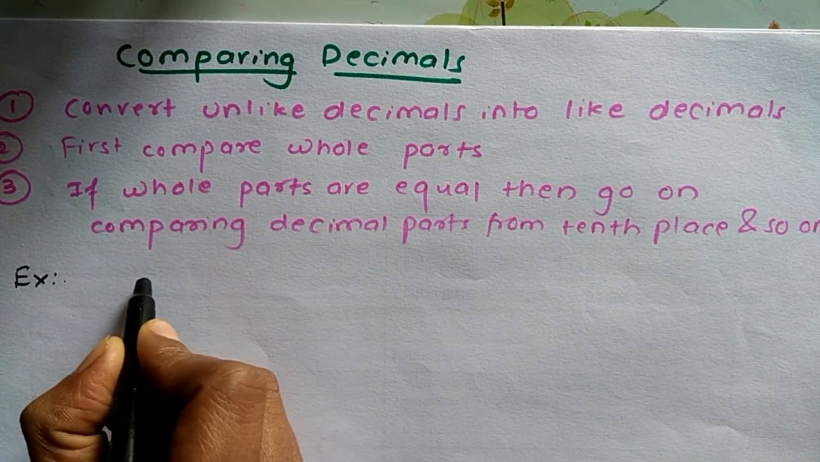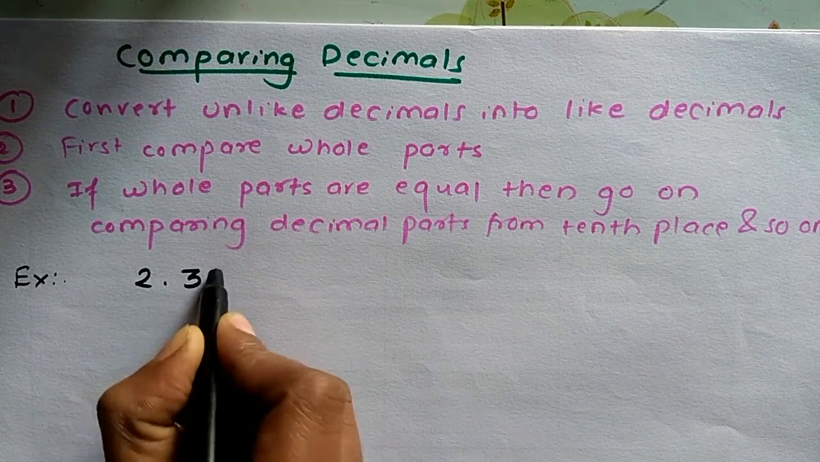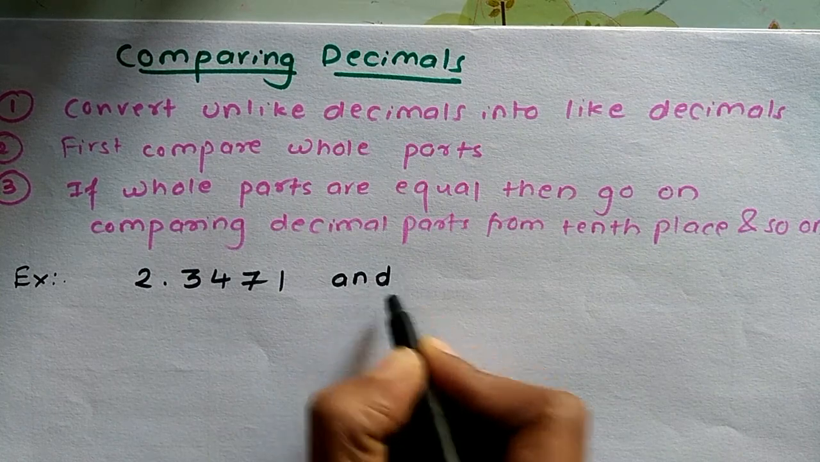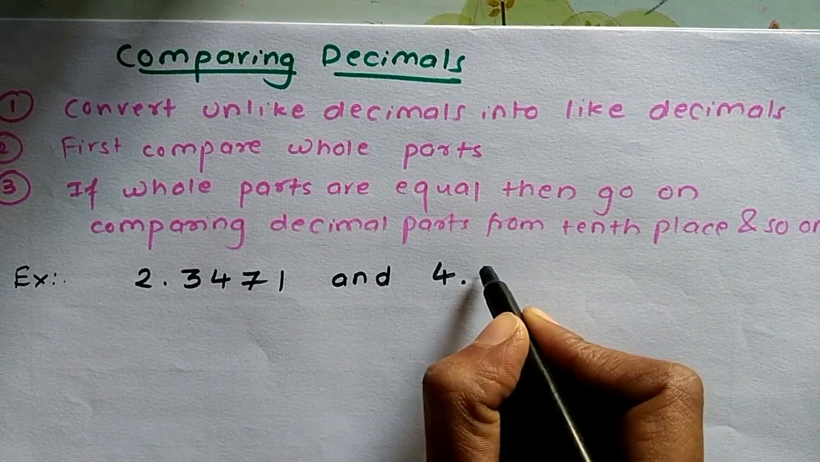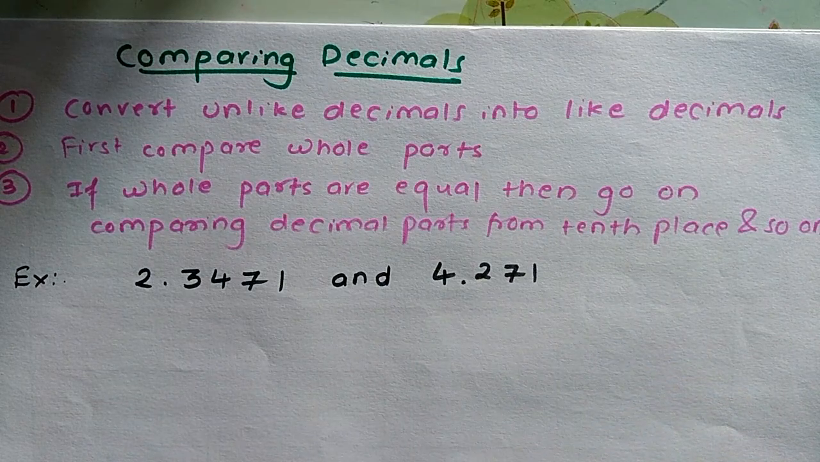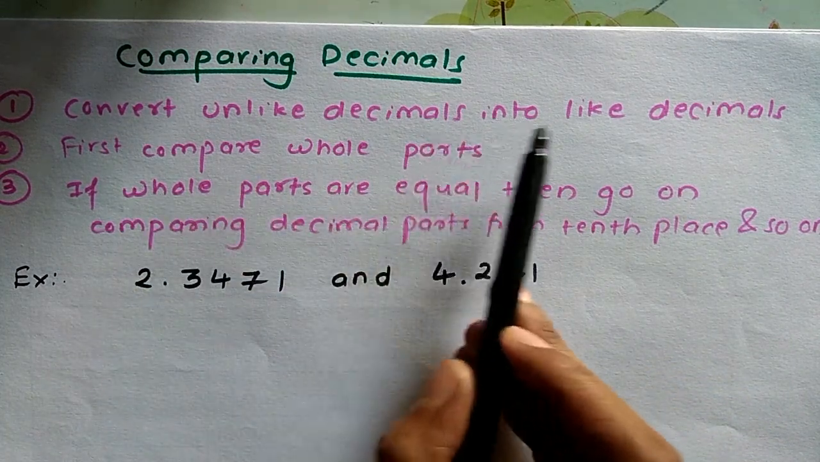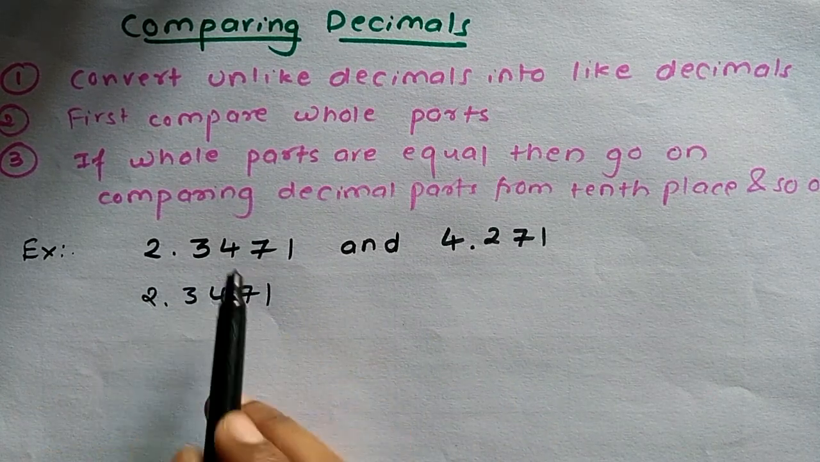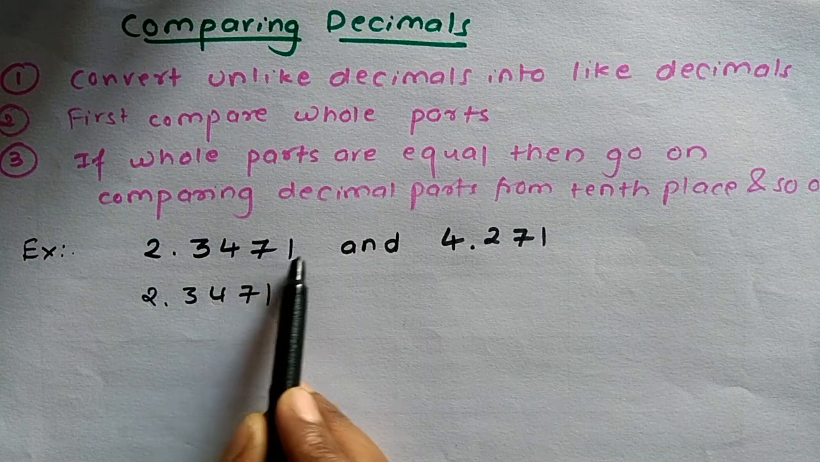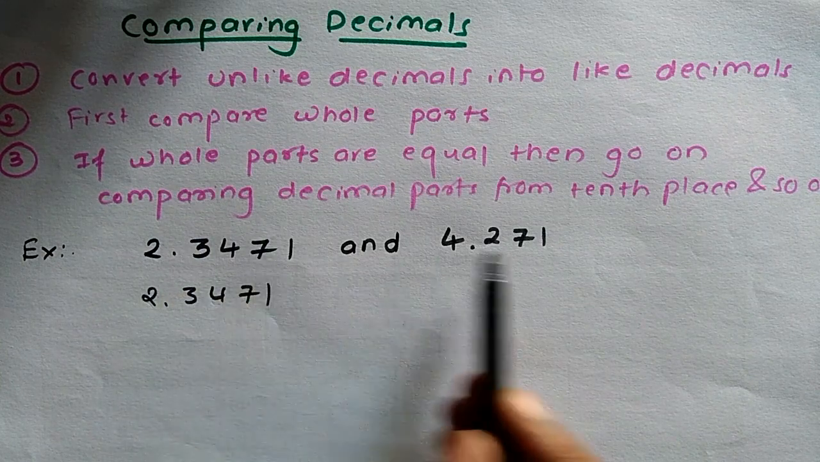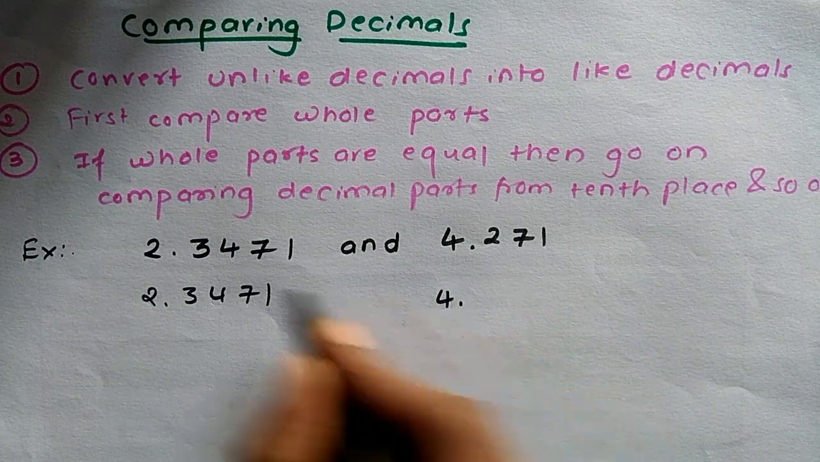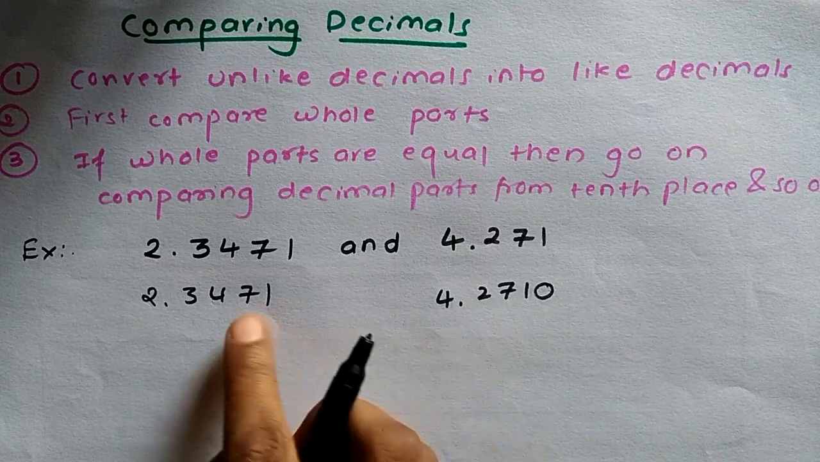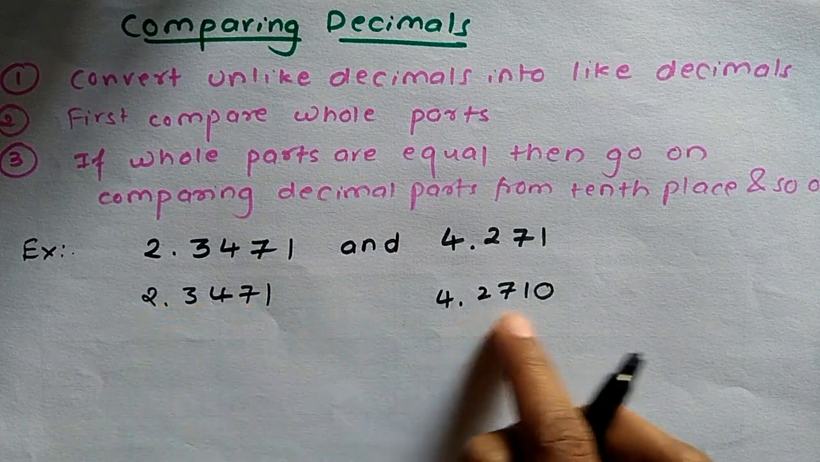So you need to compare here decimals, and 4.271. As I told you, first of all, you have to convert this into like decimals. So 2.3471. Like decimals are the decimals with the same decimal part. So 1, 2, 3, 4, 4 digits are there and we have only 3 digits. So we can convert this unlike decimal into like by writing 0 here to match with these 4 decimal parts.